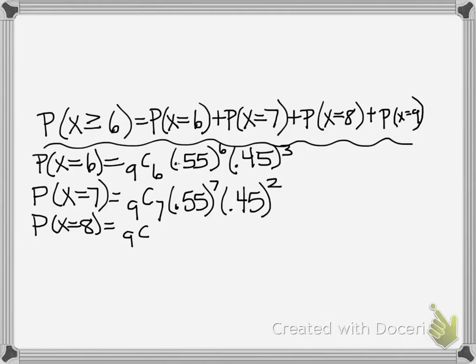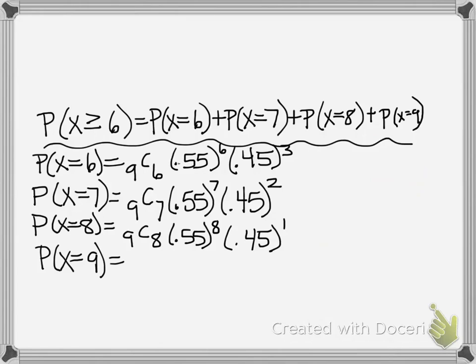So that would be 9 choose 8. So the probability of a success is 0.55 now to the 8th power. So that means if we had 8 males, we'd only have 1 female. So the exponents are 8 and 1. And then we need the probability of all 9 of them being male wolves. So that's 9 choose 9.